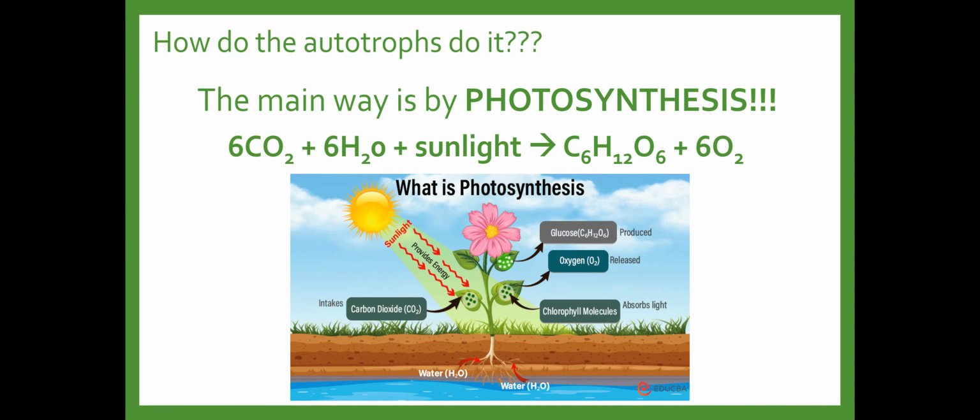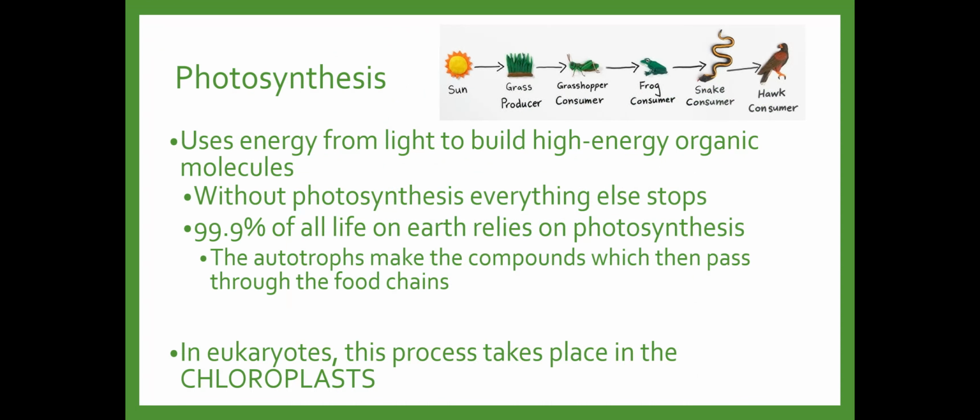Just like in cellular respiration, what looks like one reaction is really a combination of many. What photosynthesis does is take the energy from light, and we use that to build these organic molecules like glucose. This process is essential to all life. If photosynthesis were to stop, everything else is going to die. 99.9% of all life relies on photosynthesis. The only life that doesn't would be those chemoautotrophs living in areas where you don't find light, and that is definitely the exception. Most ecosystems have plenty of sunlight, so the autotrophs make these compounds, and then they pass through the food chain. So this is an absolutely life-essential process.